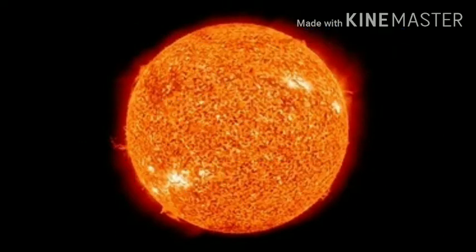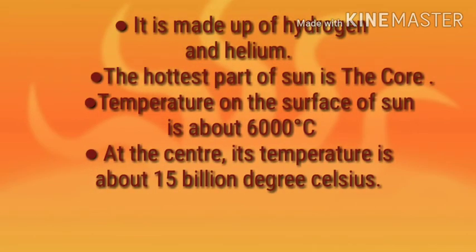Next, it is made up of hydrogen and helium, and the hottest part of the sun is its core. At the center of the sun is the core, and it is the hottest part of the sun. In the core, hydrogen changes into helium, and when it changes into helium, a very large amount of heat and light energy is released.